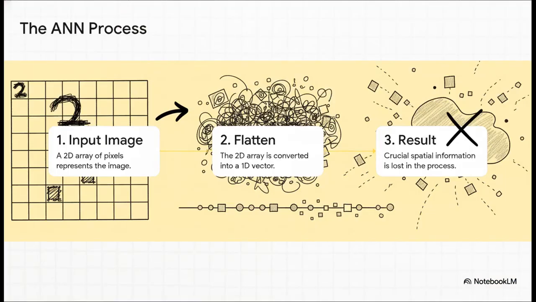To get a 2D image into a standard ANN, you have to do something kind of brutal. You have to flatten it. You literally take that beautiful grid of pixels and just unroll it into one long, single-file line of numbers. And in that one move, you've completely destroyed the most important piece of information in the image, the fact that pixels have neighbors. All that spatial structure, gone.